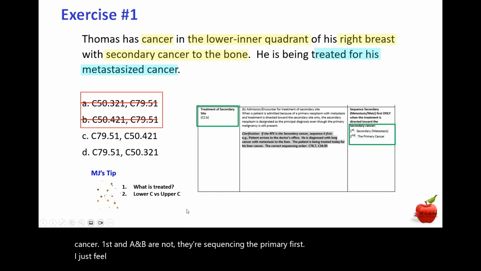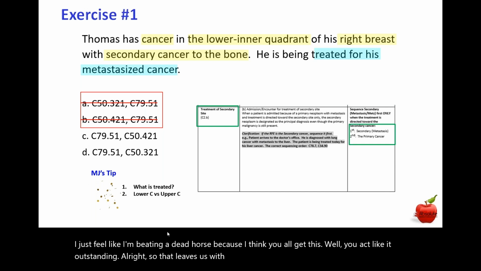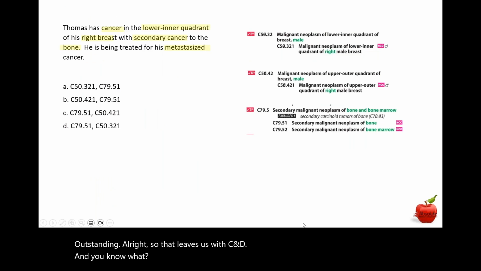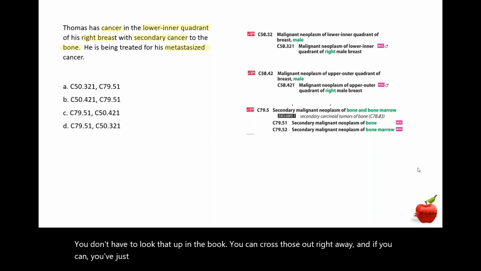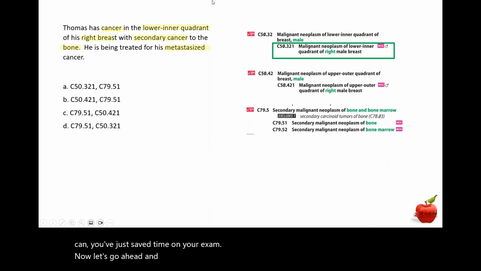I just feel like I'm beating a dead horse because I think you all get this. Well, you act like it. Outstanding. All right, so that leaves us with C and D. And you know what? You don't have to look that up in the book. You can cross those out right away. And if you can, you've just saved time on your exam. Now, let's go ahead and finish coding this out.